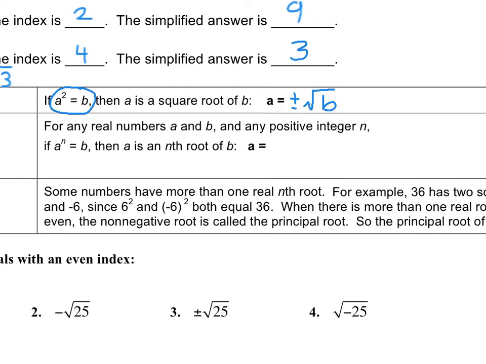For any real numbers a and b, and any positive integer n, so if you're trying to solve this equation, all you do is take the nth root of both sides. So to get rid of that exponent n, I take the nth root. And if I do that to the left side, I also have to do it to this side. So I'll write it over here. I have to take the nth root of b.